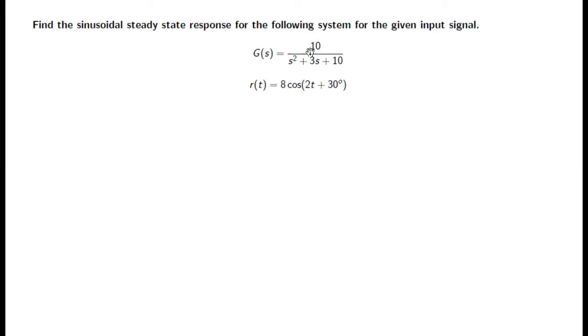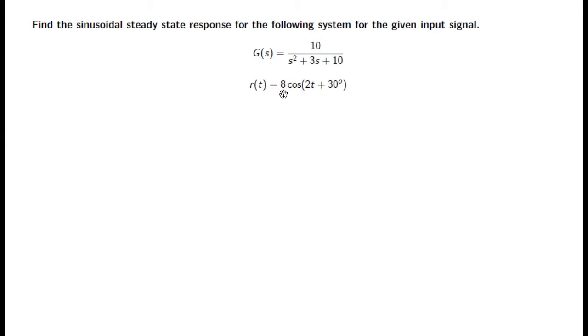So let us consider a second order system, and let us assume that this is going to be the input. Please note that whether it is a cos or sine, it doesn't matter. Both are sinusoidal signals. The objective is to find out the steady state response. Please note this, the steady state response of the system for this particular sinusoidal input.